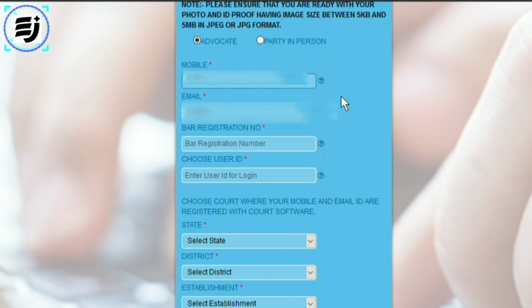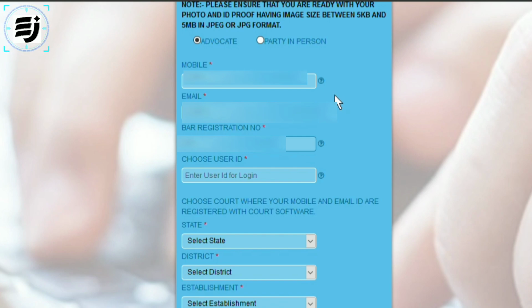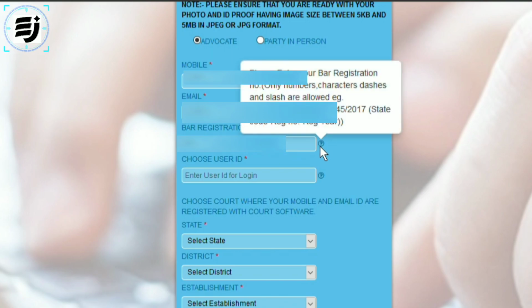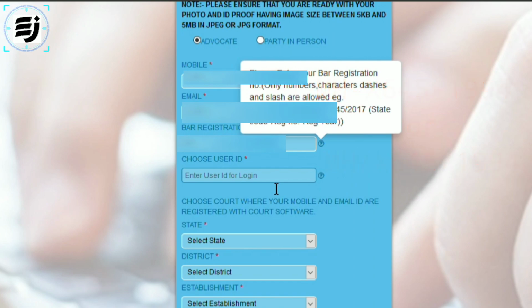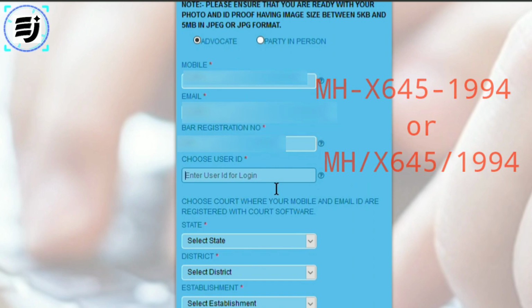So I'm putting my mobile number and email ID. Let's check what happens. Now you need to enter your bar council registration number, and just note that you have to enter the number in this format, mh-645 or mh/645. So you can use either dash or slash and not any other special character. Then you can choose your username whichever you want.